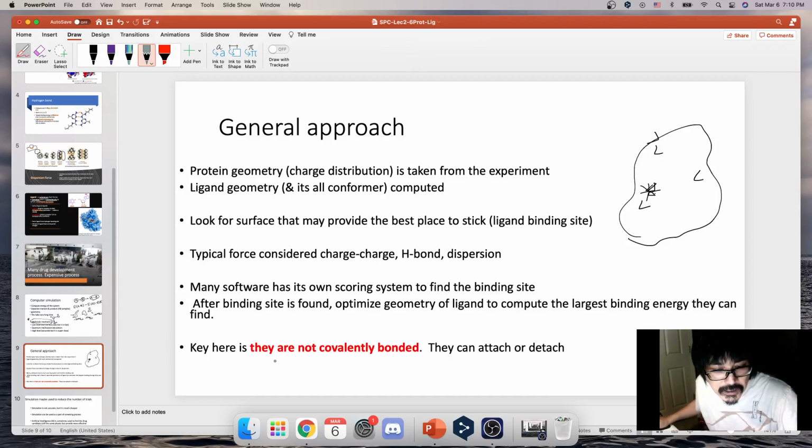Another key point I should probably mention is that ligands are not covalently bonded to the proteins. They're just attaching like this. The protein right here, you're touching it like this. There is no direct covalent bonding between the protein and ligand.